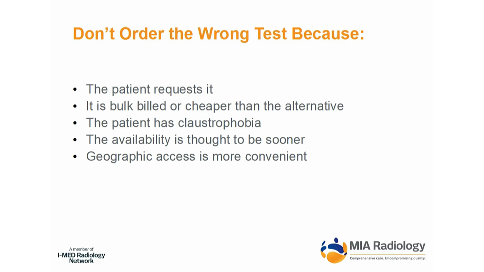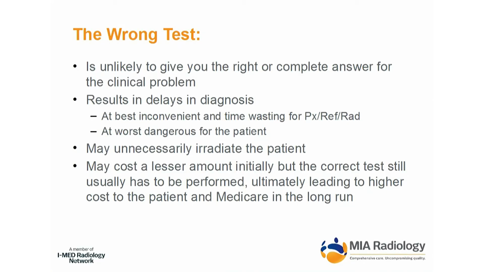And why do I say these things? Some of these things, all of these things come into a decision, but they shouldn't be the primary determinants. The reason is that the wrong test, by definition, is unlikely to give you the right or the complete answer for the clinical problem. It can result in delays in diagnosis, which at best is inconvenient for the patient because they end up having to come back to get the right test a week down the track or days down the track or months down the track, heaven forbid.